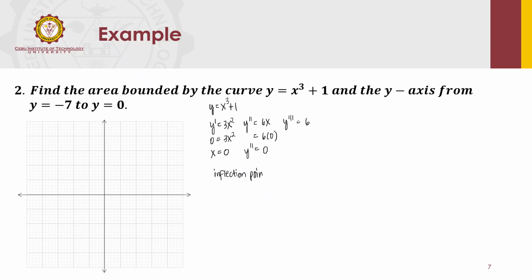All right, so we need the y coordinate of the inflection point. We have here 0 for the x coordinate. So at x equals 0, solve for y, which is x cubed plus 1, or 0 cubed plus 1. So the y coordinate of the inflection point therefore is 1. So it's (0, 1).